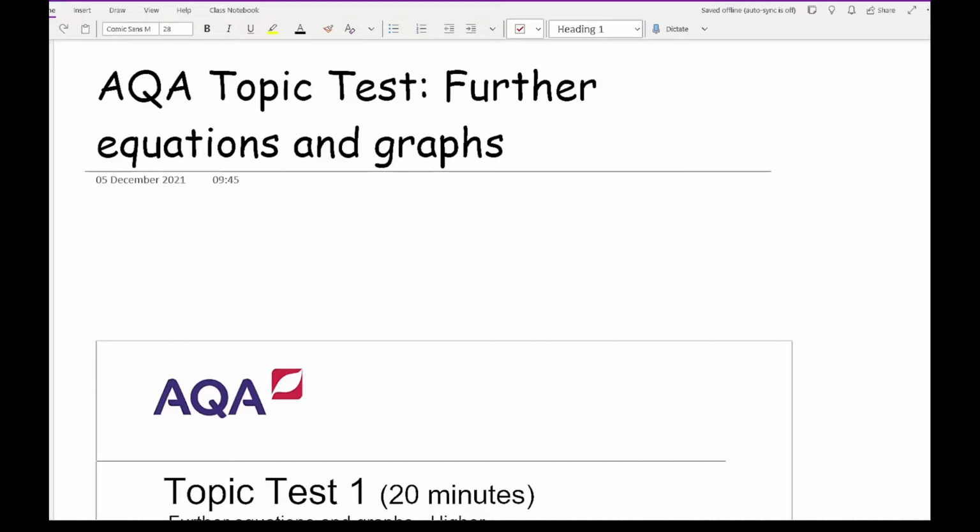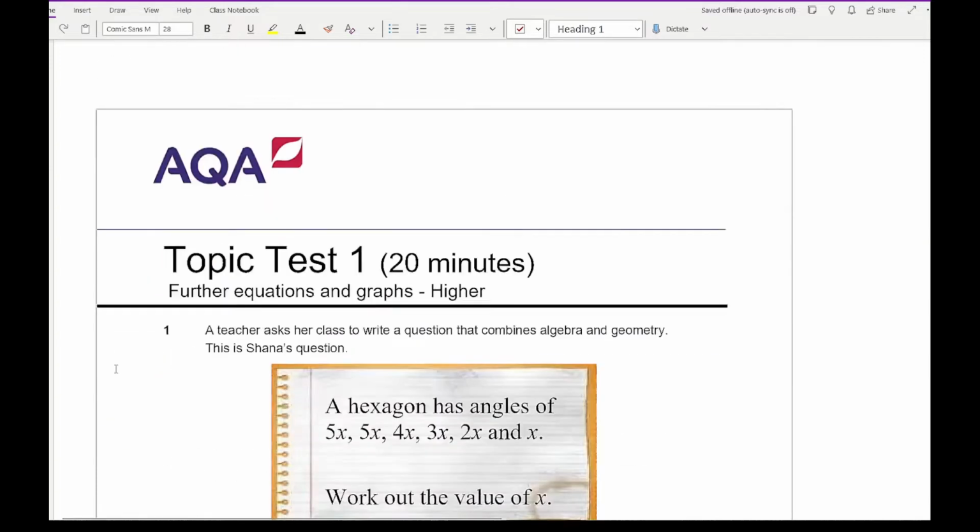Now there's no indication of whether this test is a calculator or non-calculator, so where possible we'll not use a calculator, but obviously there may be some calculator questions and some calculations may be a little bit out of depth if it was on a non-calculator paper. So let's have a look at question 1.